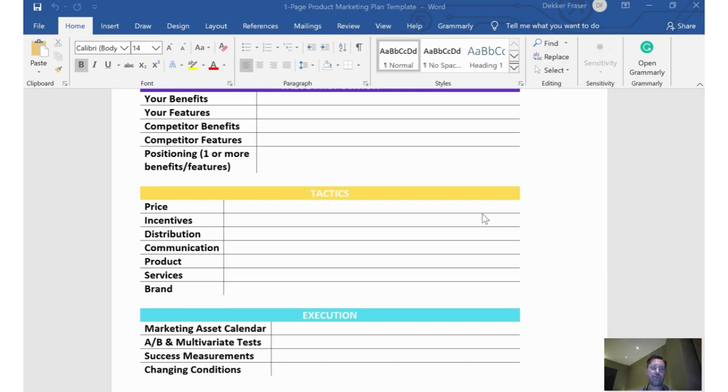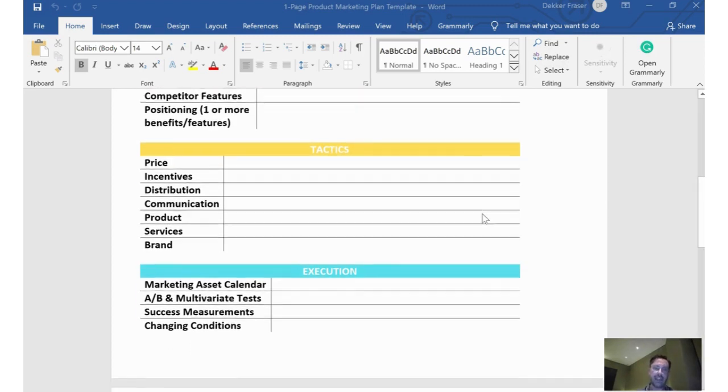Because the way that you communicate value isn't necessarily the way that value is created in a technical way. So this is the difference between the strategic level marketing and the more tactical communications level marketing that people are more familiar with in advertising. Okay, next we get into the tactics.